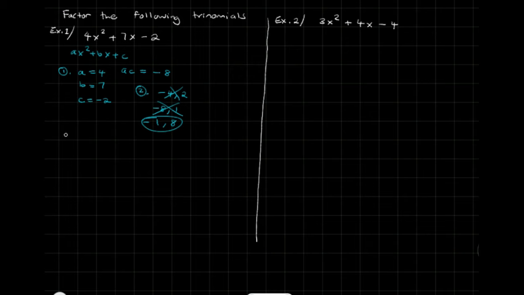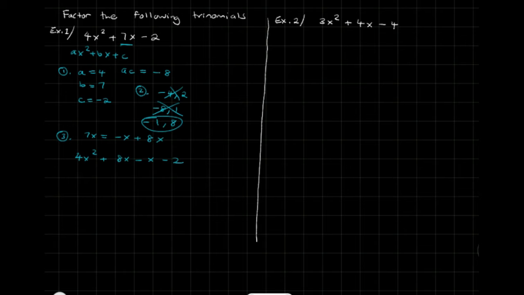And at this point, what you want to do here is replace your middle term, 7x, with a sum of these coefficients. So instead of negative 1 and 8, I'm going to write this as negative x and plus 8x. Okay, and then I'm going to replace this into my expression again. You have 4x squared plus 8x minus x minus 2. Okay, I just switched the order here, but it's the same thing because 4 plus 2 is the same as 2 plus 4.